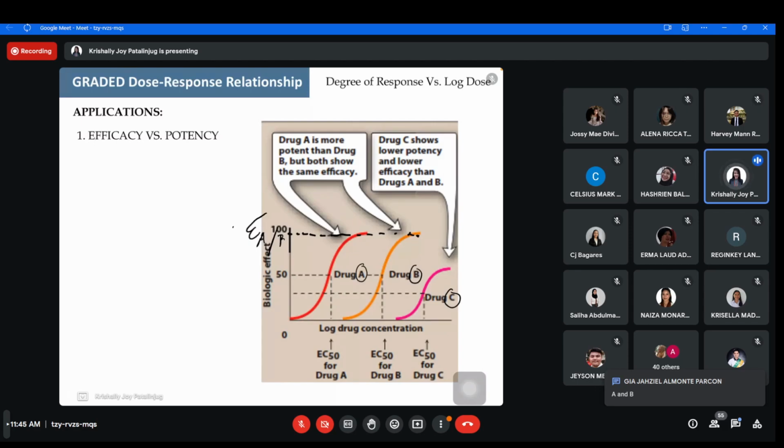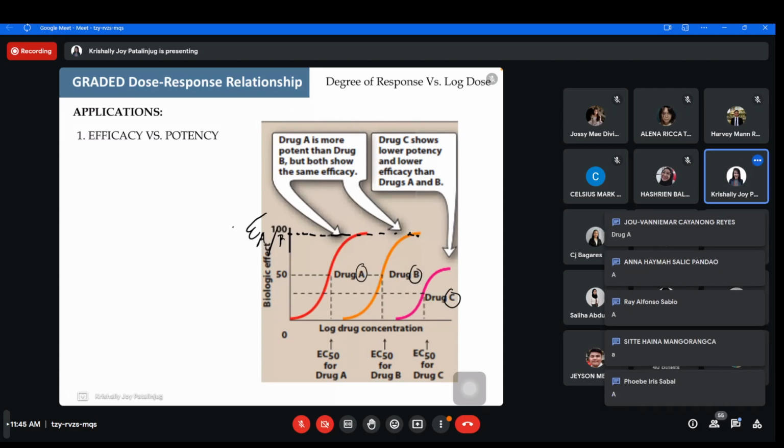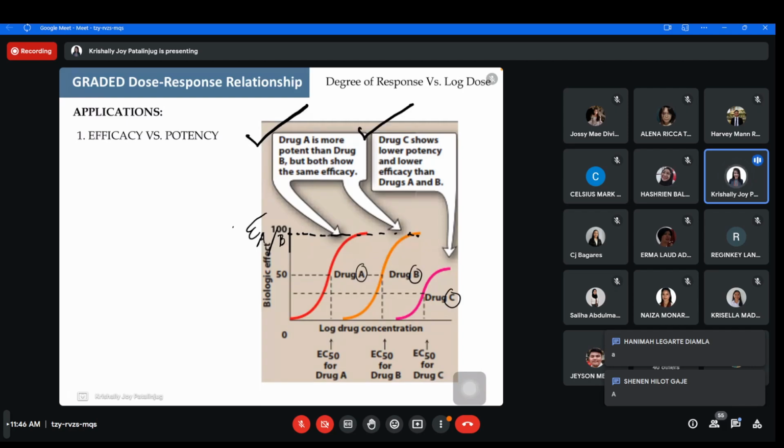What about the most potent drug? Okay, that would be drug A. Okay, very good. Sige. So you can just read this for you to realize that there could be potent drug but not that effective. Okay? There are also least potent drug but they have higher efficacy. Okay? So, ayan.